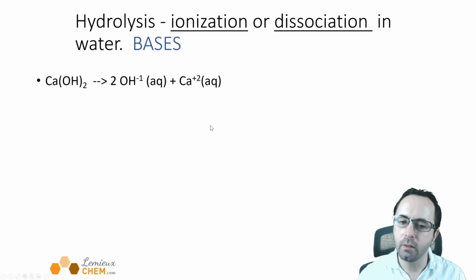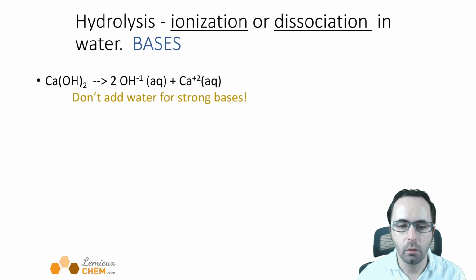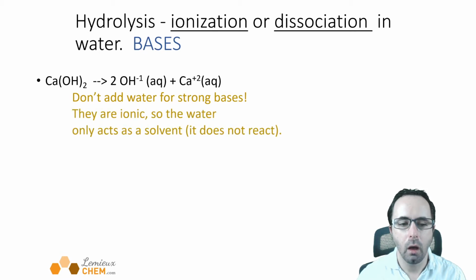Notice that no water is written here. For hydrolysis of strong bases, it doesn't make sense to write water unless it's a weak base. For strong bases, it doesn't make sense because it's going to produce hydroxide directly. What we'll see is that for weak bases, the hydroxide will be produced from the water, so we will have to write the water. But for strong bases, we should not write the water. It only makes the reaction more confusing to look at. So don't add water for strong bases. They are ionic, so the water only acts as a solvent. It's not reacting, and so we shouldn't write it.